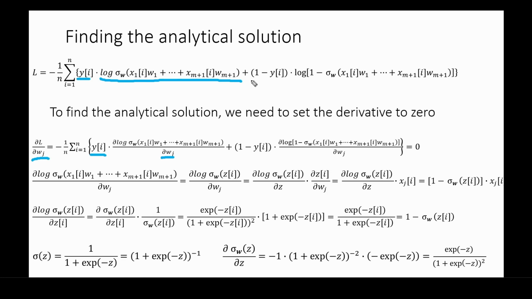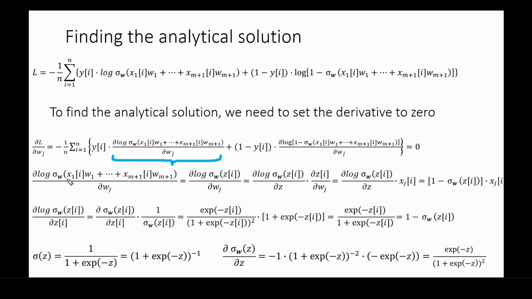In the second term, 1 minus yi is again a constant with respect to wj, so nothing is going to change. And we are going to take the derivative of the log of 1 minus the sigmoid function with respect to wj. Set that equal to 0. This expression is quite long, so let's break it down piece by piece. Let's now focus only on this term here, which I'm copying into the next line.